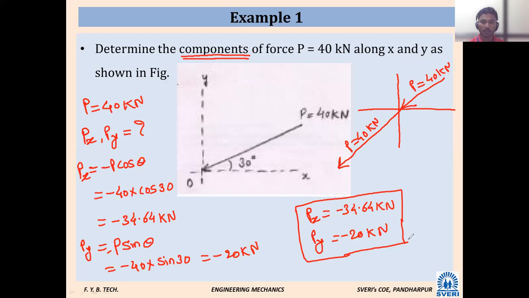How much force is given? P is 40 kilonewton. So you can cross check. You can cross check, is it satisfying?